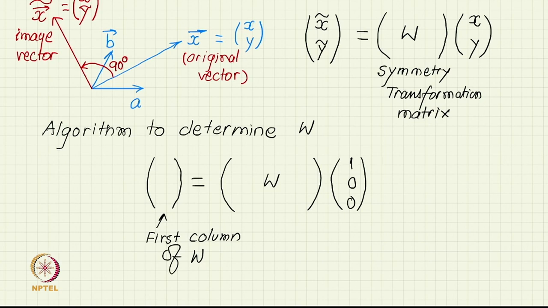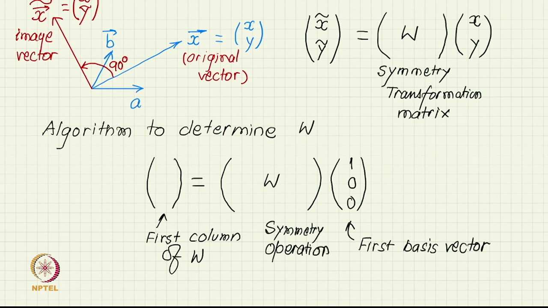First column of W. But what is 100 in my basis B? The first basis vector. Exactly what we did to establish Q, we are repeating now for W. And what is W supposed to do? W is representing the symmetry operation, is not it?